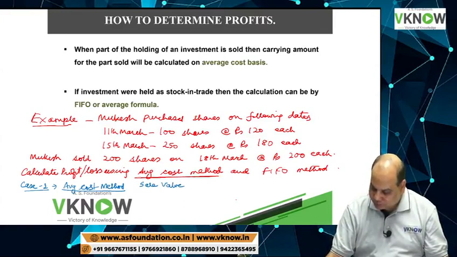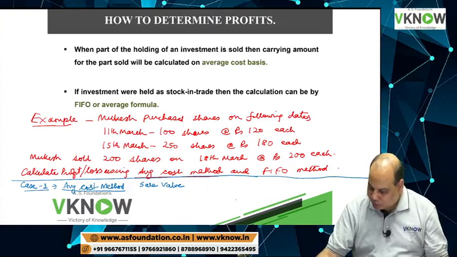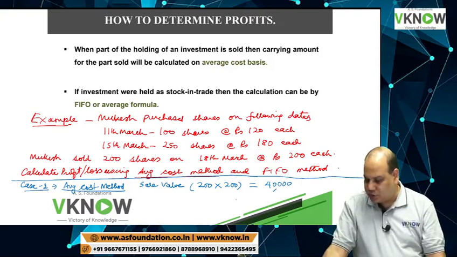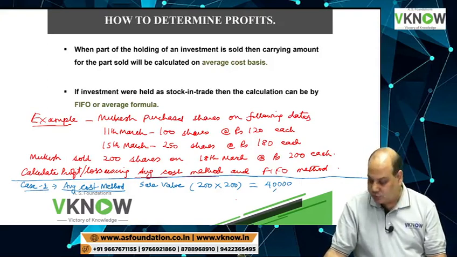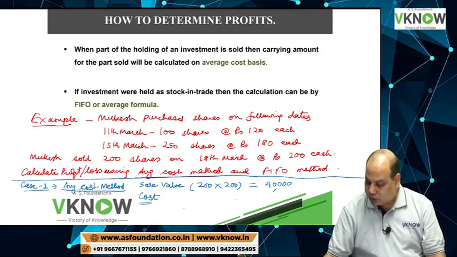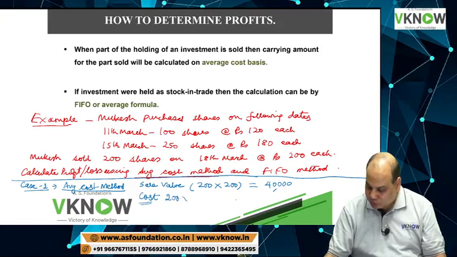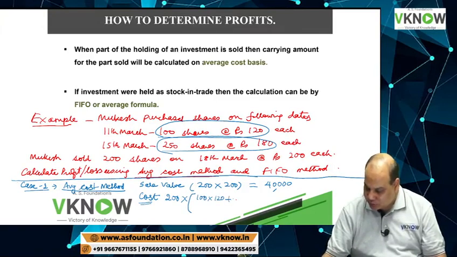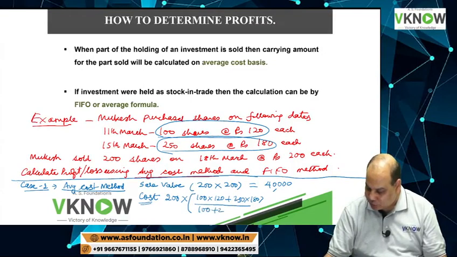Under average cost method, my sale value is 200 shares into 200 rupees, which is 40,000 rupees. And what will be my cost? My cost for 200 shares will be 200 into average cost. Average cost will be the total of these two shares purchased divided by quantity. So my average cost will be 100 into 120 plus 250 into 180, divided by quantity 100 plus 250.